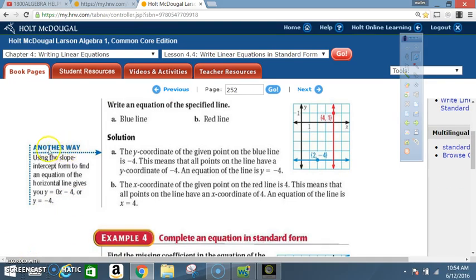Another way to look at this is using the slope-intercept form to find an equation of the horizontal line, which gives you y is equal to 0 times x minus 4, or y is equal to negative 4. Same thing.